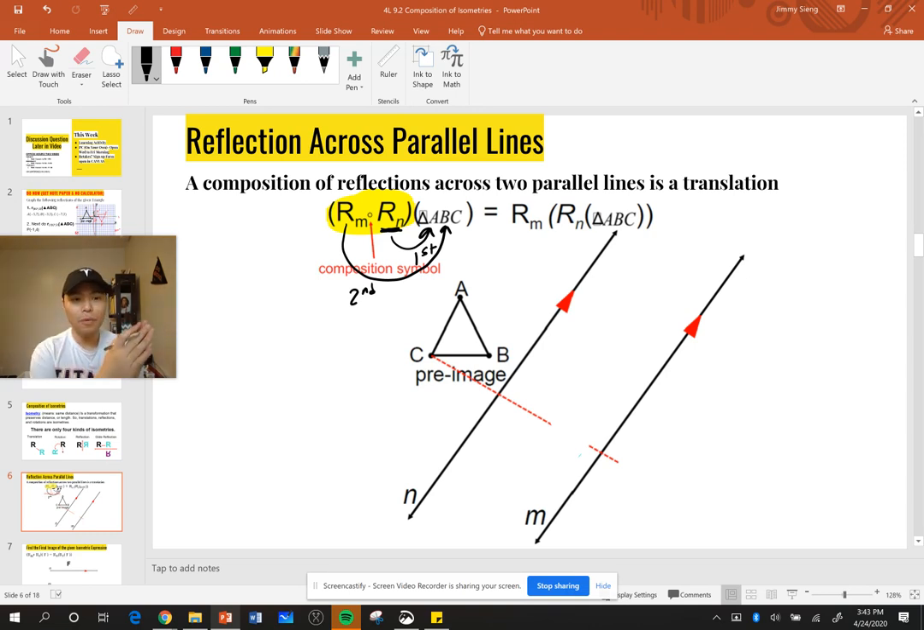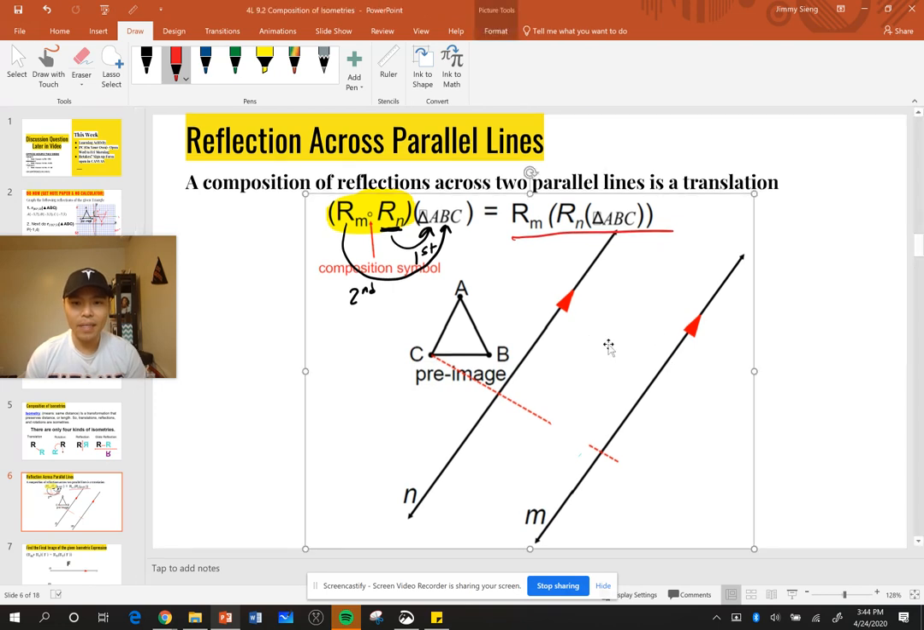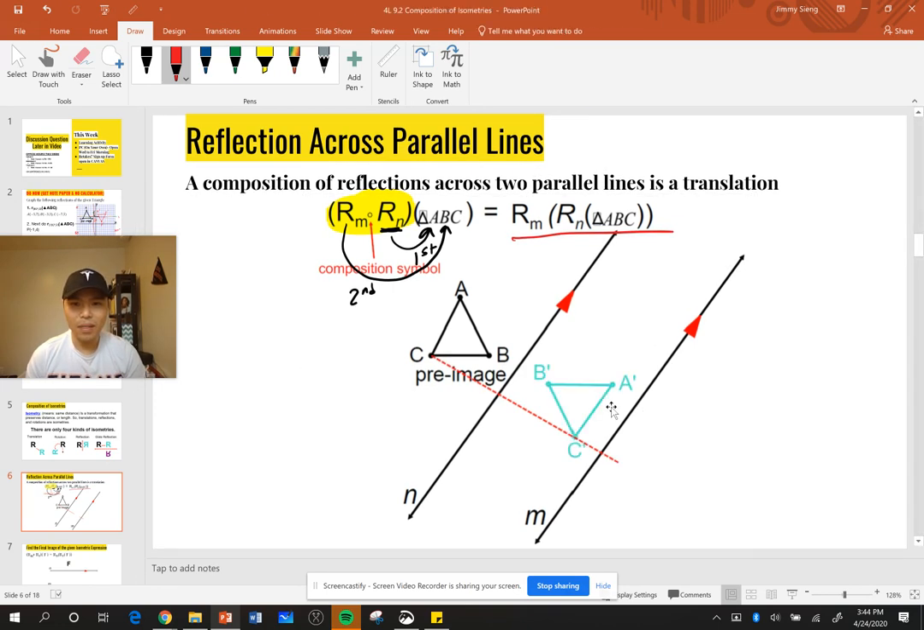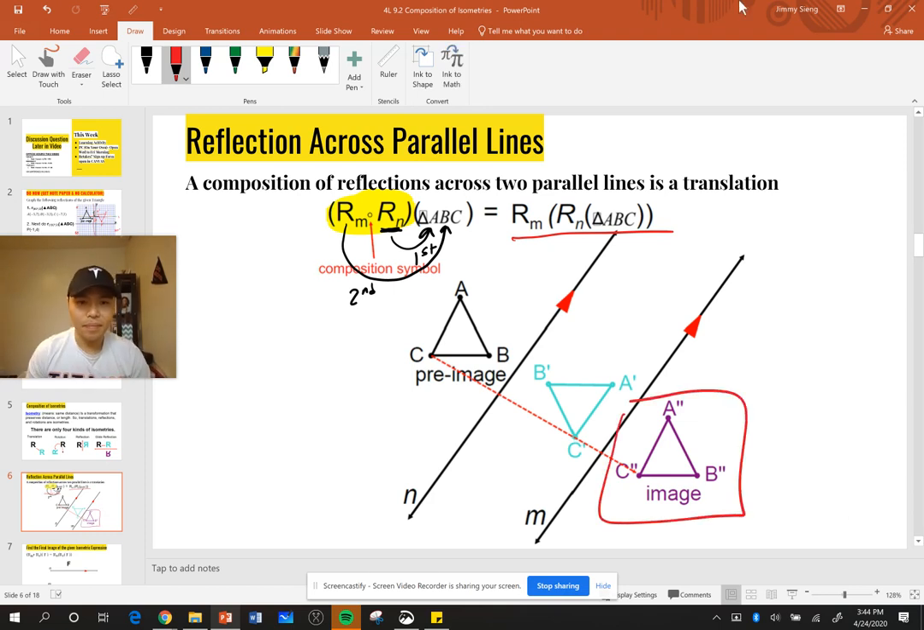All right? That can equal, right over here, RM of RN of our triangle ABC. So when I say RM of RN of ABC, what I'm saying is reflect first off RN and then reflect again with RM, okay? So that should look something like this. There's my pre-image. That reflects off this N right over here, and then it's going to reflect again off M, okay? So that is 2 reflections, and our image, our answer, ends up being right over here.